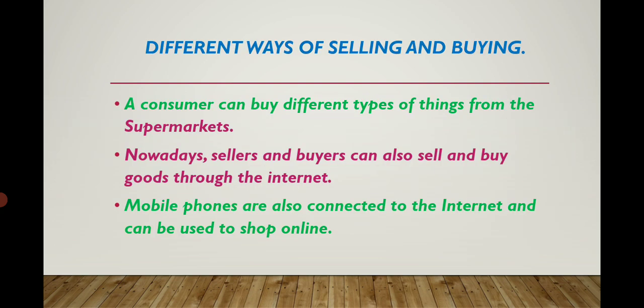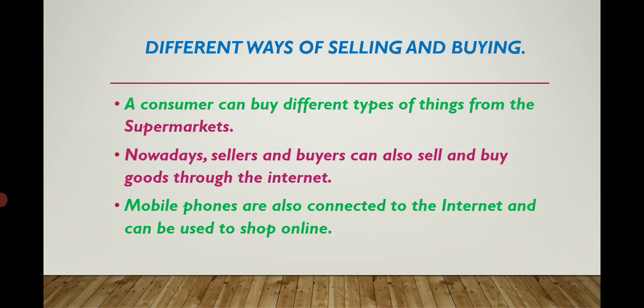Now, different ways of selling and buying. We are standing in the 21st century, and in today's world everything has undergone lots of change, and technology has advanced so much that we can sit back at home and easily enjoy shopping. So, there are different ways of shopping. What are the different ways of shopping? A consumer can buy different types of things from the supermarket. You can go to the supermarket and buy whatever you need.